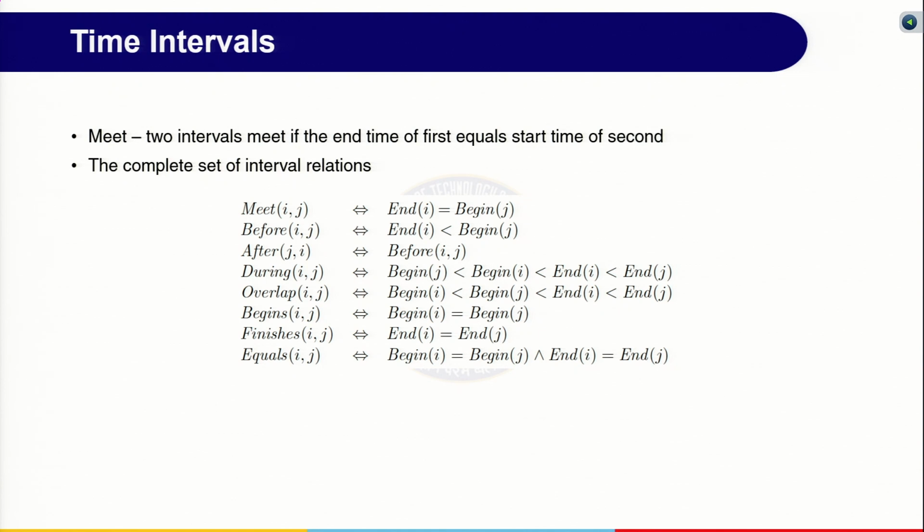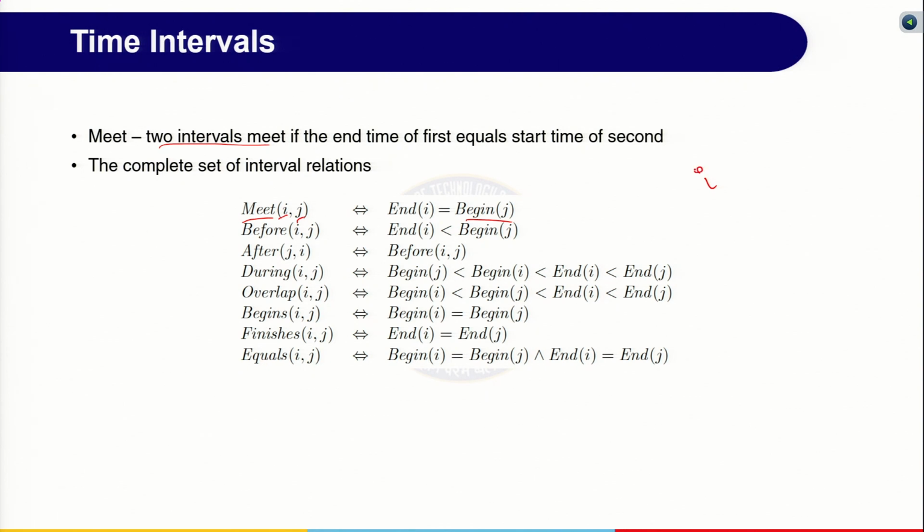Now that we have defined the time intervals and the functions that would be used on top of the time intervals, we can define a relation between events. So two intervals meet if the end time of the first equals the start time of the second. Let's say we have two time intervals i and j. Now we are defining the relation meet. Meet says that the end of i is when the interval j has started.